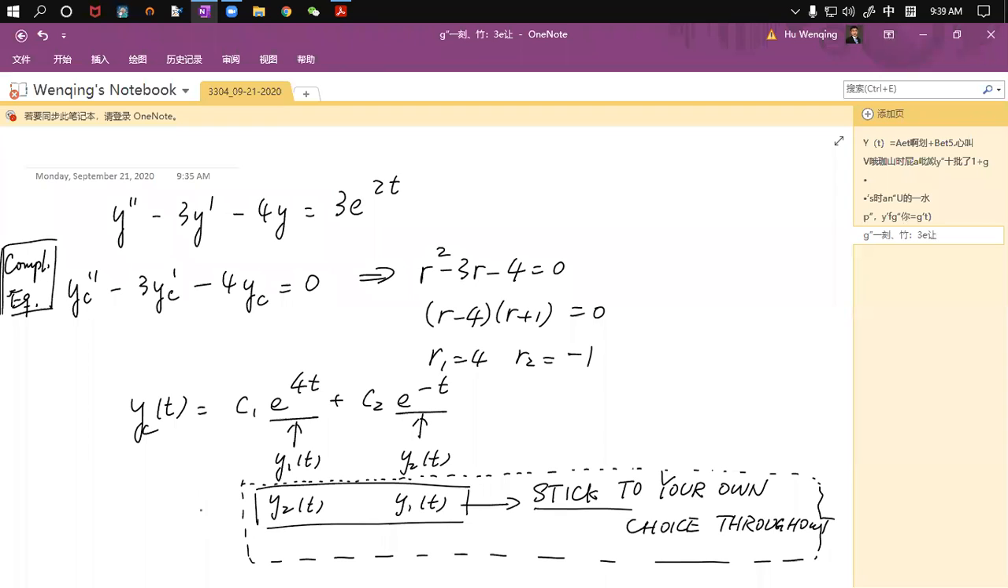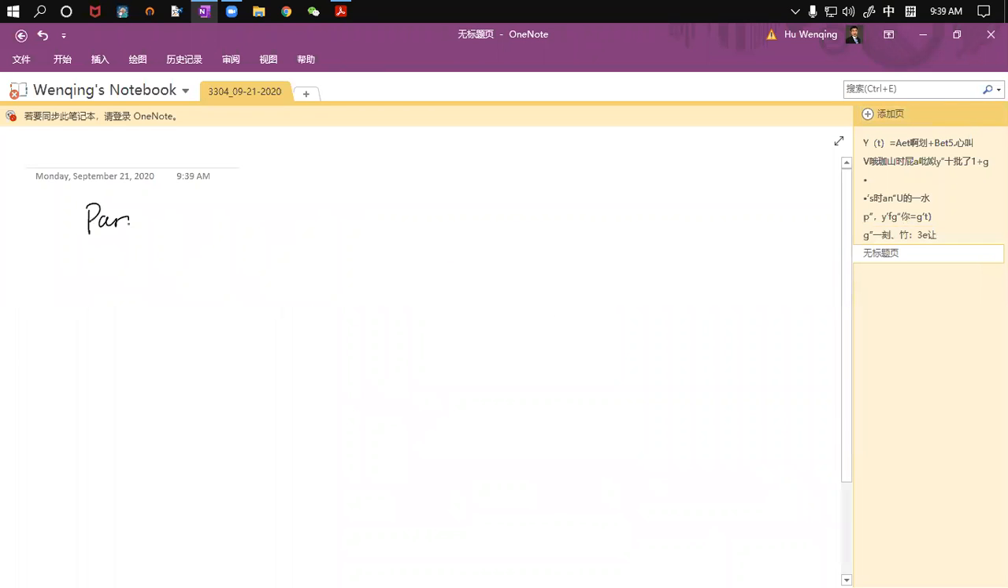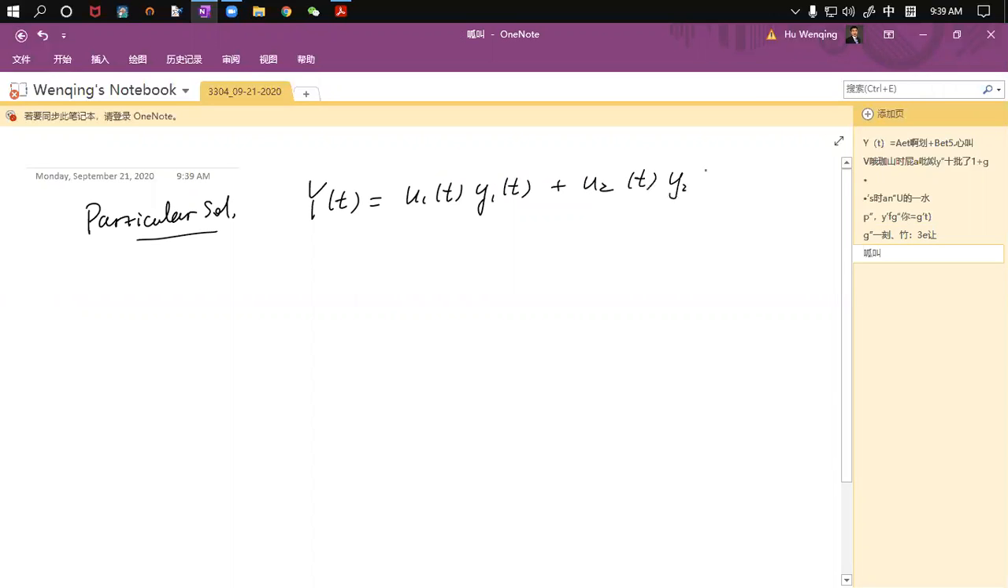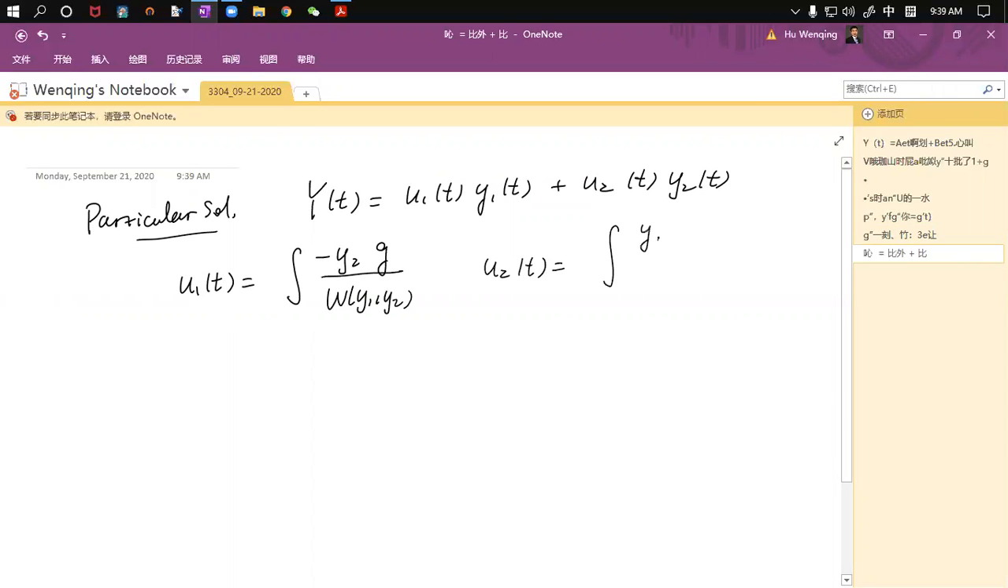Now we want to try a particular solution. First of all, remember the formula. It is equal to the variation of constants, u1(t) y1(t) plus u2(t) y2(t). You have to remind yourself of the formulas on an exam. u1(t) is the integral of minus y2 of g divided by the Wronskian of y1 and y2, and u2(t) is equal to the integral of plus y1 of g divided by the Wronskian of y1, y2.